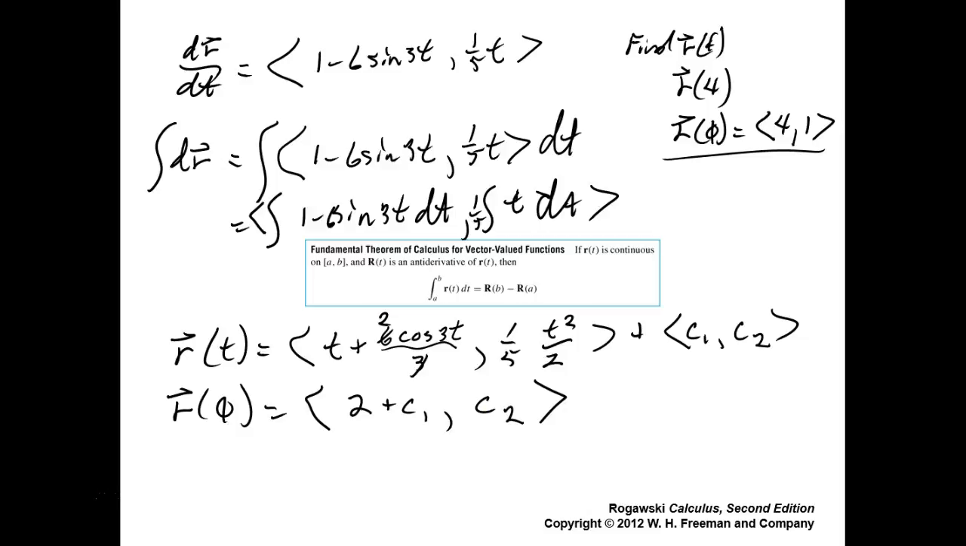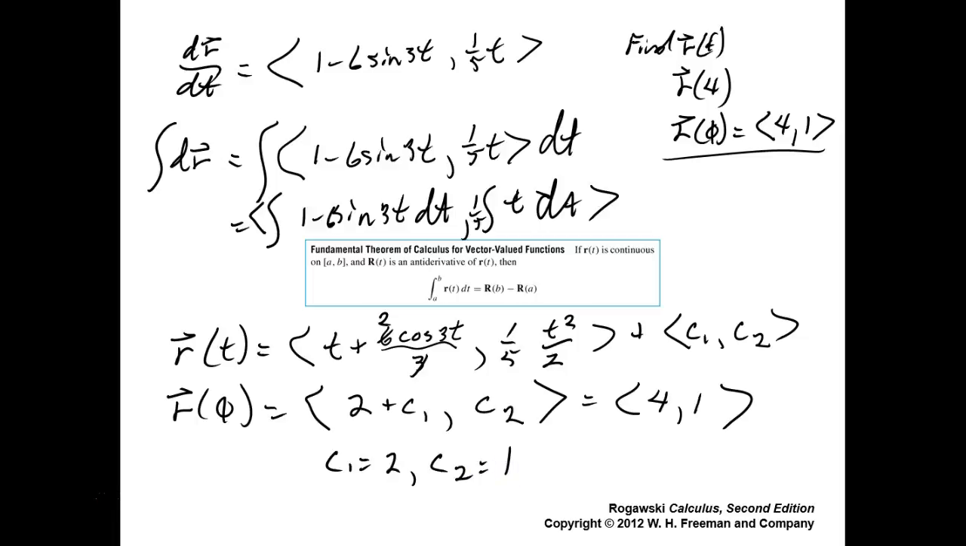Oh, this would have been 0 plus C2. And you set that equal to 4. Ah, yes, and we know that's equal to 4, 1. So, C1 equals 2 and C2 equals 1. Is that what you said?